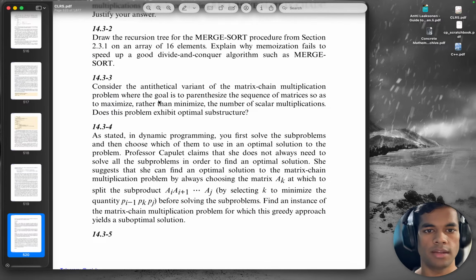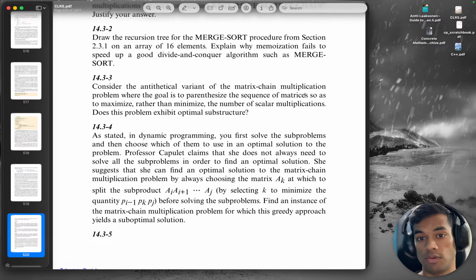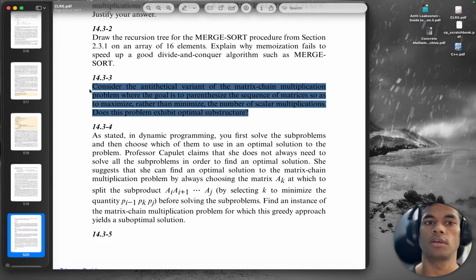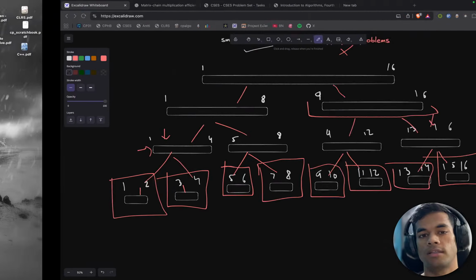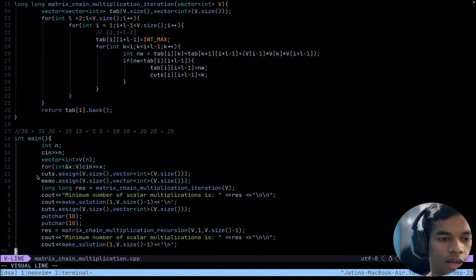Consider the antithetical variant of the matrix chain multiplication problem, where the goal is to parenthesize the sequence of matrices so as to maximize rather than minimize the number of scalar multiplications. Does this problem exhibit optimal substructure? Yes, this does exhibit optimal substructure, which we can actually write for the iteration.